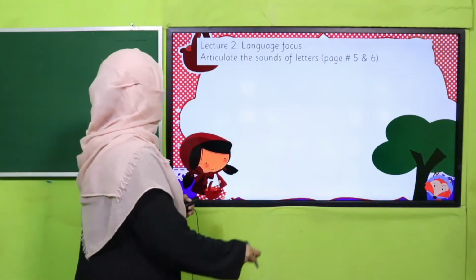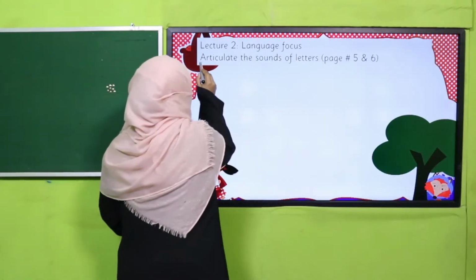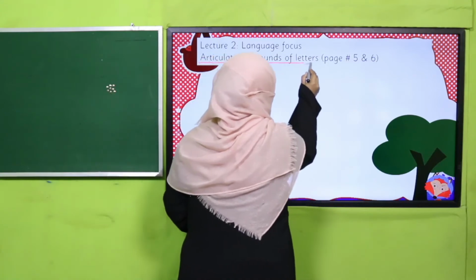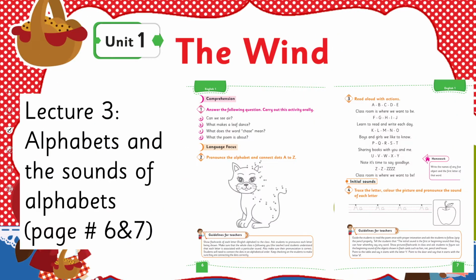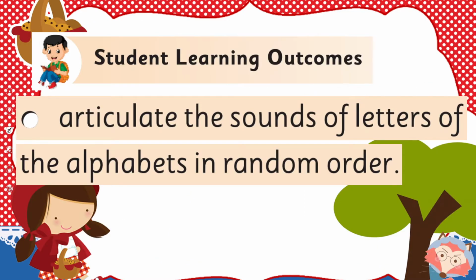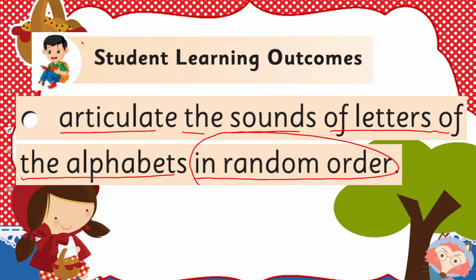Yes, my dear children. Today we are going to learn to articulate the sounds of letters, page number 5 and 6 of your book. Before this, in English for Grade 1, in Unit 1, I have already taught you all these sounds, how to pronounce A to Z. I hope you remember. If not, you may watch this video lecture again. And we are going to learn further to articulate the sounds of letters of the alphabet in random order. This is our today's SLO.